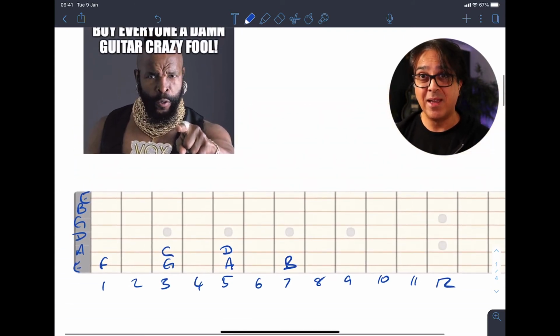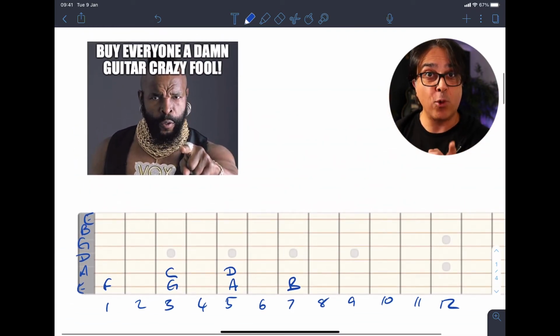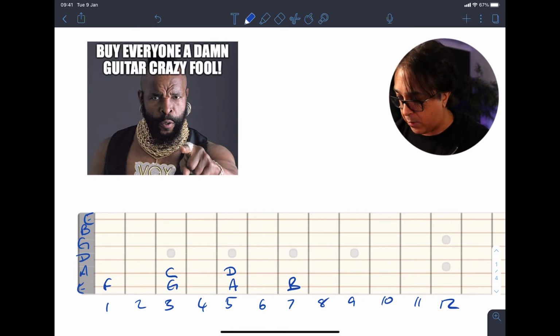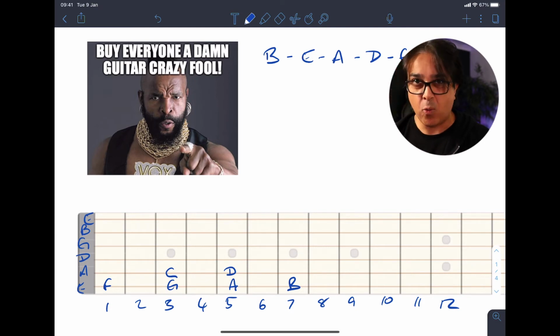So this is how I remember this. I said cheap fool, but it's crazy fool. Look up the A-Team. He called him a crazy fool all the time. Buy everyone a damn guitar, you crazy fool. So here's what we're doing here, right? You've got to write down the notes from this. So buy everyone a damn guitar. We'll leave out Y because there's no such letter, but you're crazy fool. All right.